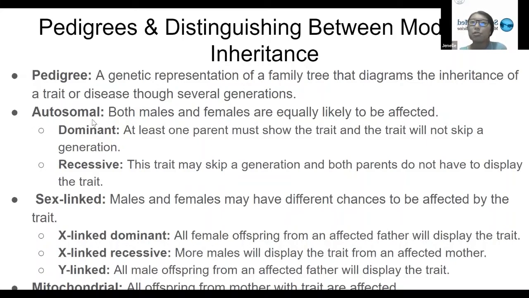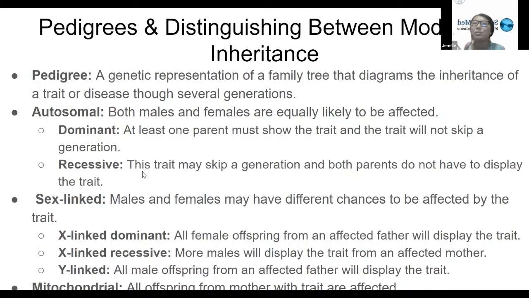For autosomal, when you're analyzing the pedigree, you would see that both males and females are equally likely to be affected. But specifically for autosomal dominant traits, usually at least one parent must show the trait, and the trait will not skip a generation, because that dominant phenotype would be showing through each of the generations. I would say most of the offspring, if not all. And then for autosomal recessive inheritance, this trait may skip a generation and both parents do not have to display the trait.